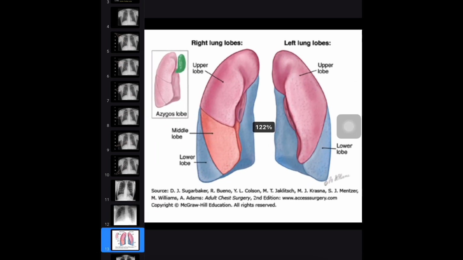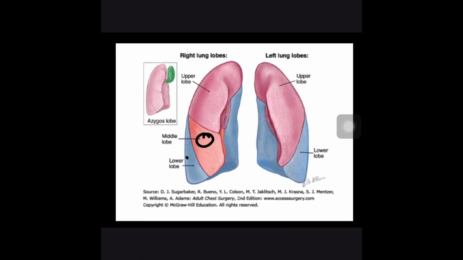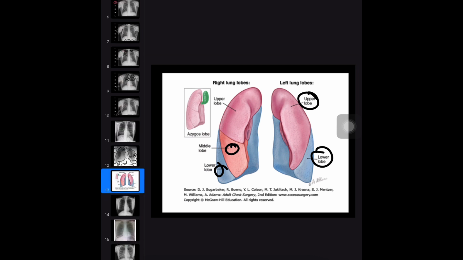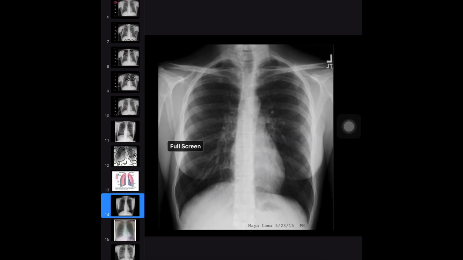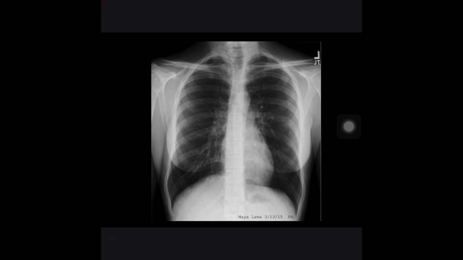So for the lobes, there are the upper lobe, middle lobe, and the lower lobe. For the left lung, there is only the upper and the lower lobe, so we have to look for this. So next X-ray, and then we'll continue.